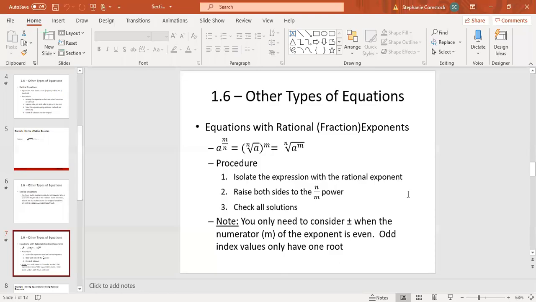Okay, guys, so for this one, we are now going to look at equations that have rational or fraction exponents. The first thing that we need to recognize is that in a fraction exponent, the top value represents the power and the bottom value represents the root. Now, you've got two different options on how you write this.